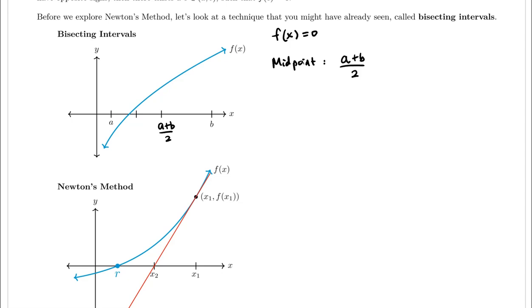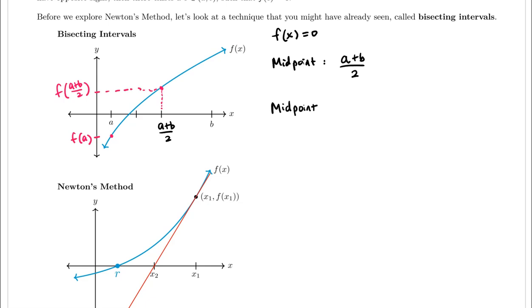Because in theory we should be given the function formula, from that point I can plug a into my function, so this would be f of a. And then I could also plug in a plus b over 2 and get the y value there. Now, if one of them is positive and one of them is negative, then I can close in on the solution. So I would take the midpoint now of my two new endpoints.